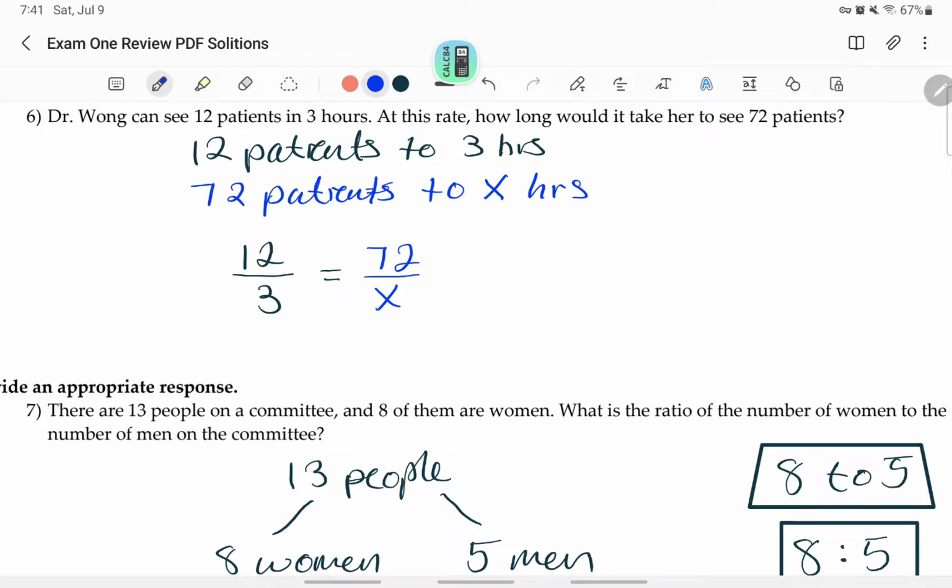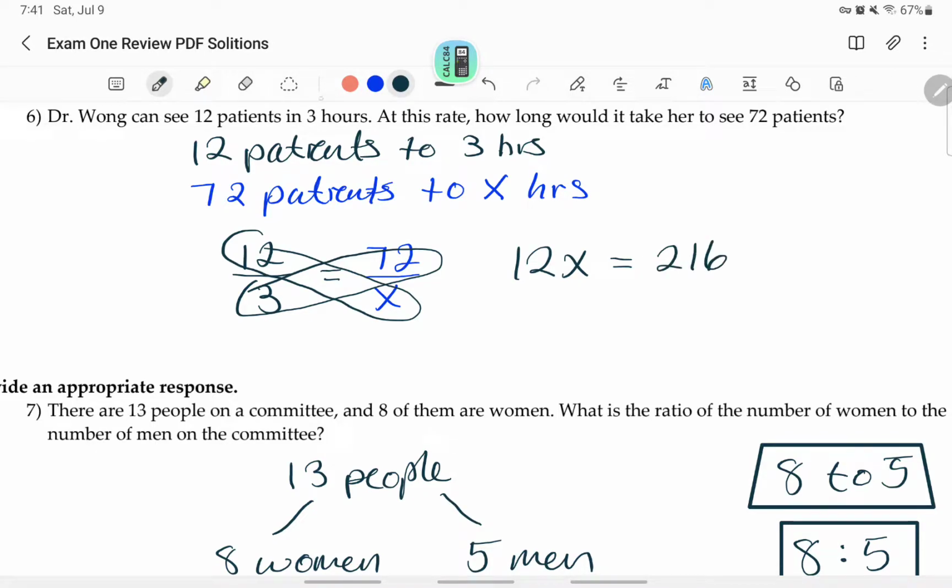And now we're going to cross multiply. And remember, x represents hours. So 12 times x is 12x. And that's going to equal 3 times 72. And that is 216. To get x by itself, we can divide both sides by 12. x equals 18. And remember, this is x hours, so the answer is 18 hours.